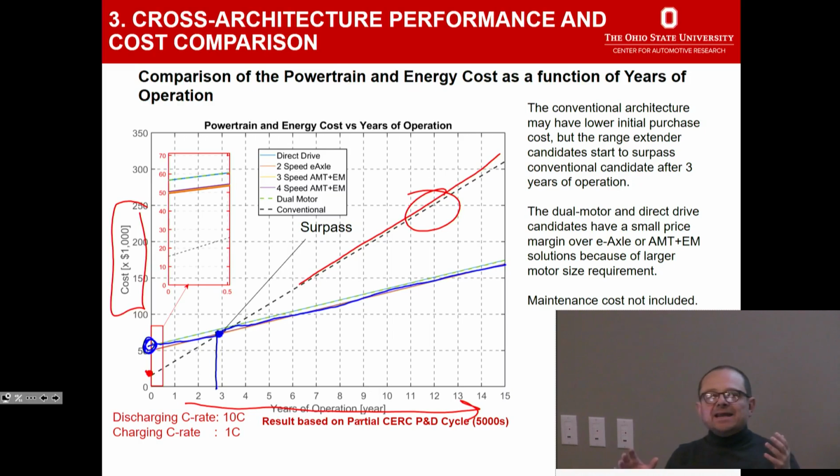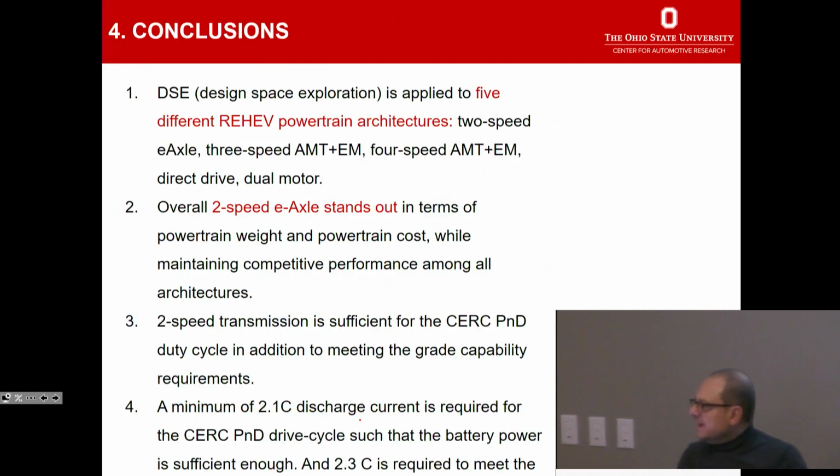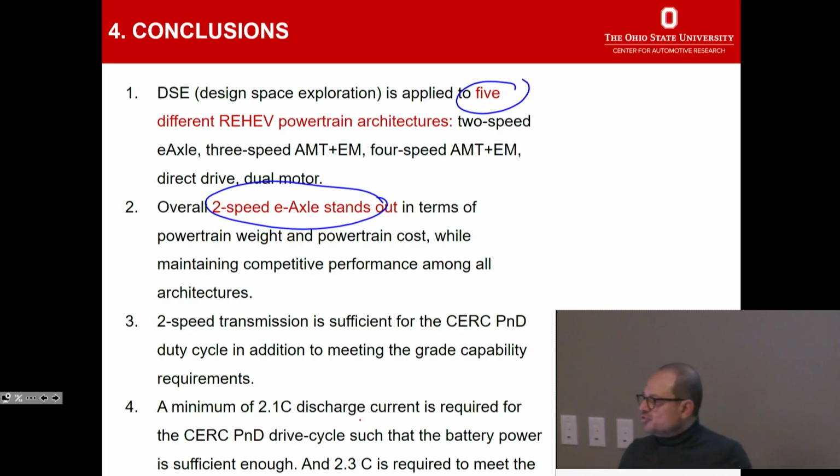So that is the story I told you today, is how engineering optimization problems that have, as you will see, a fair amount of mathematics in them, how do they match up with real-life requirements? And I think that is an interesting story that hopefully will make you more interested in learning the mathematics of optimization. And so a conclusion of these studies is we look at 5 different architectures. We find out that the 2-speed e-axle stands out, and there are other details of our answer.